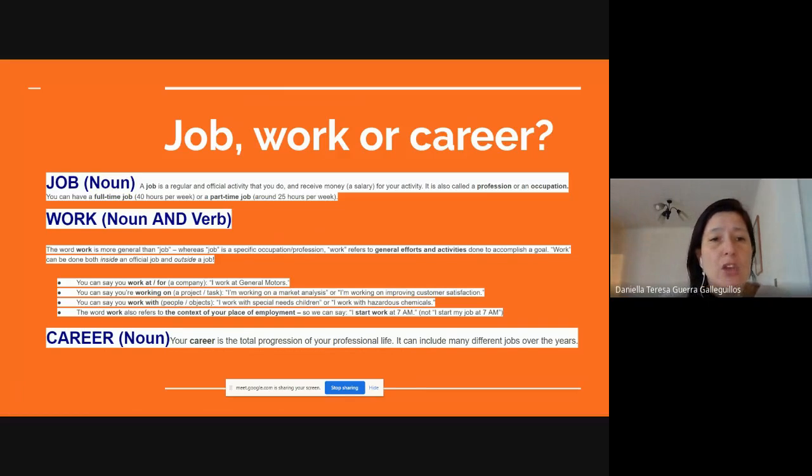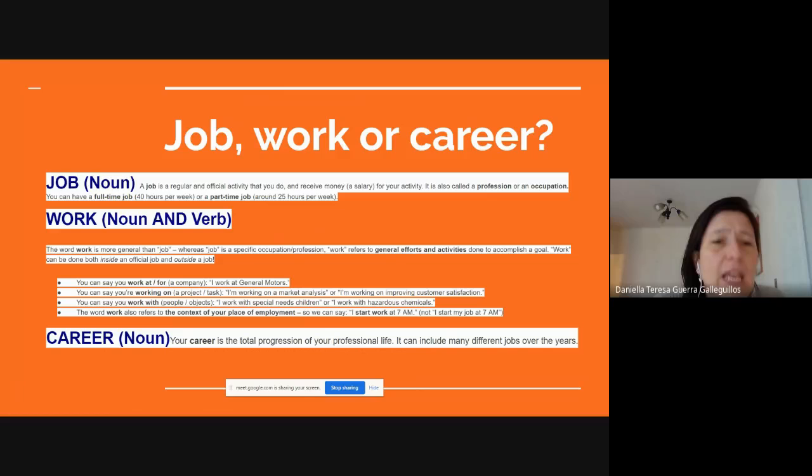For example, you can say, these are expressions that are very useful because there are the prepositions that you have to put next to it to give different intentions. Like, for example, you can say you work at a company or you work for a company. For example, I work at General Motors or I work for General Motors.